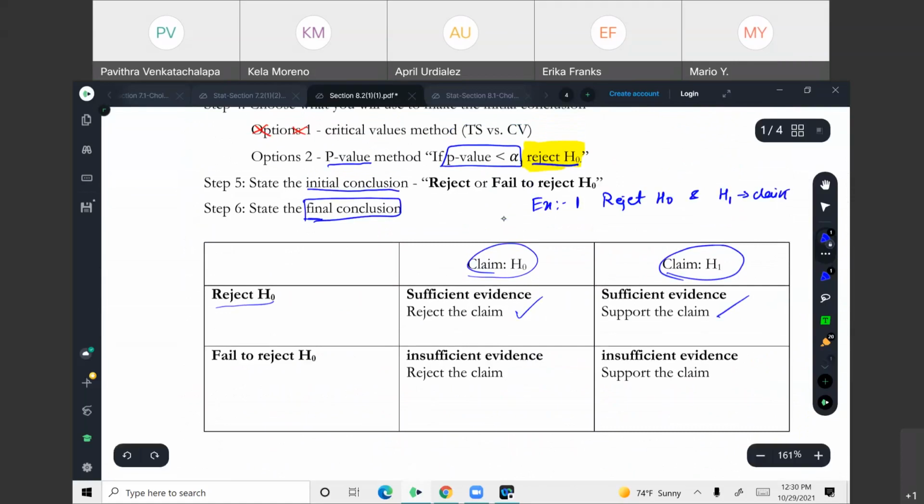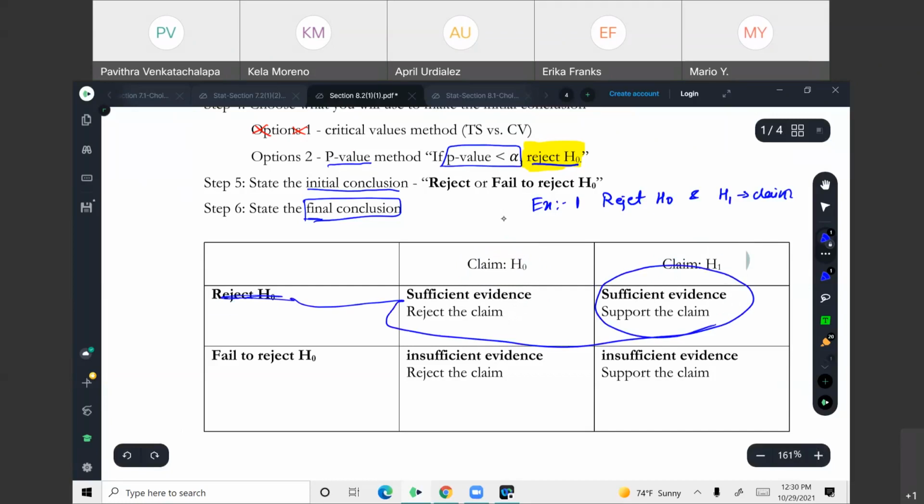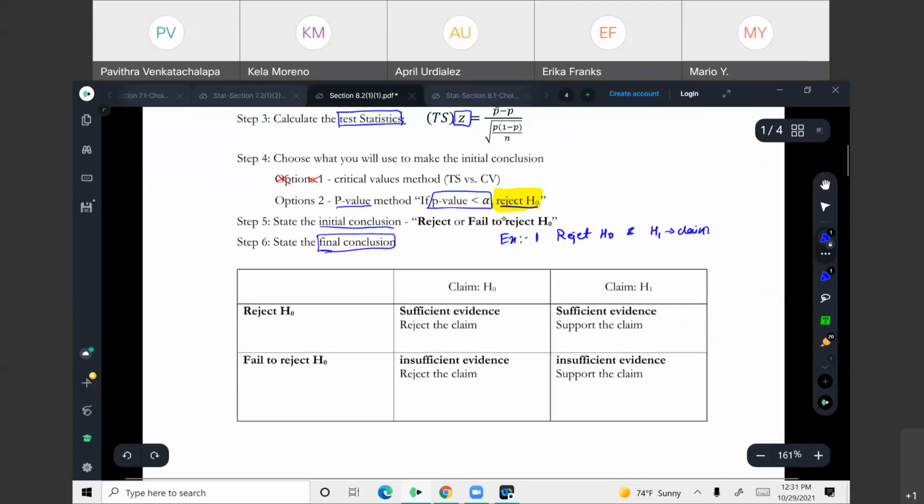Claim is on H1. Right? Now, this is where you choose the final conclusion. Rejecting H naught, and claim is on H1. So I will go here and I will choose this. This would be my final conclusion. Rejecting H naught, claim is on H1. So I have to choose this one. Sufficient evidence, so I'm supporting the claim. You're not rejecting the claim, you're supporting the claim. This has to be your final conclusion.